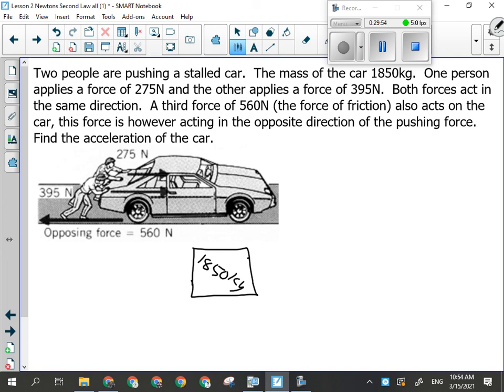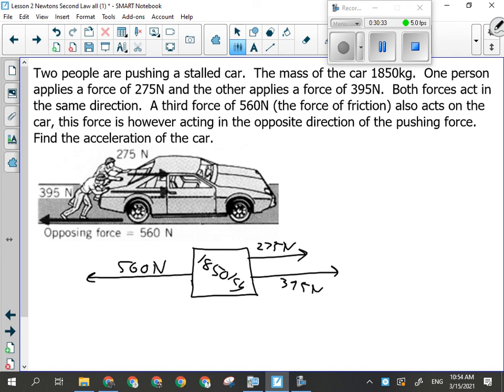All right, so I would have 275 newtons, 395 newtons, and it says a third force of 560 newtons, the force of friction, also acts on the car. This force, however, is acting in the opposite direction of the pushing force. All right. Now, I try and represent the magnitudes as well with the length of the arrow, same as we always do. All right, so I've drawn my free body diagram, which is essentially my givens for this question.